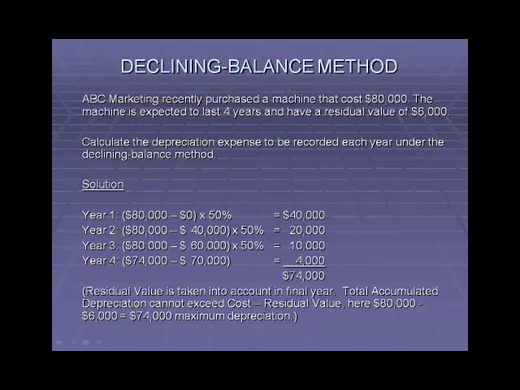So here, $80,000 cost minus a $6,000 residual value will leave us with $74,000 of total maximum depreciation to be taken on this asset. So if I take $74,000 in year 4 and I subtract out the accumulated depreciation to date of $70,000, that's the sum of the 40, the 20, and the 10, I get $4,000. And then if you add up all 4 years depreciation, you come up with $74,000.